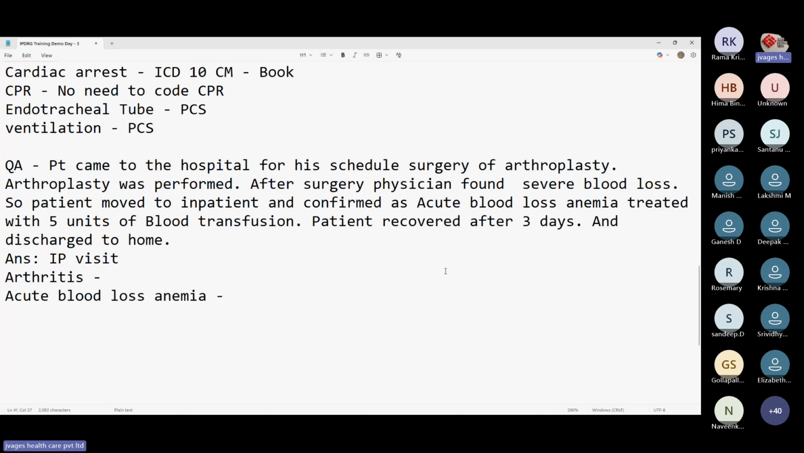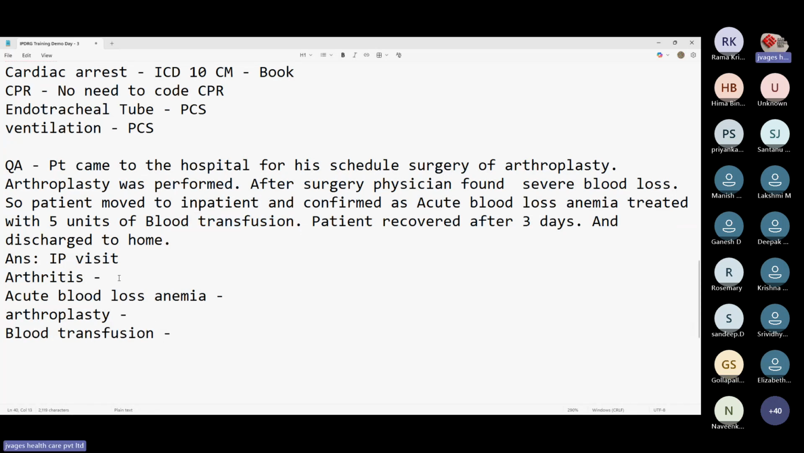Okay, what are all the procedures they performed? Arthroplasty and blood transfusion. Any other procedure? Blood transfusion. Yes, blood transfusion.